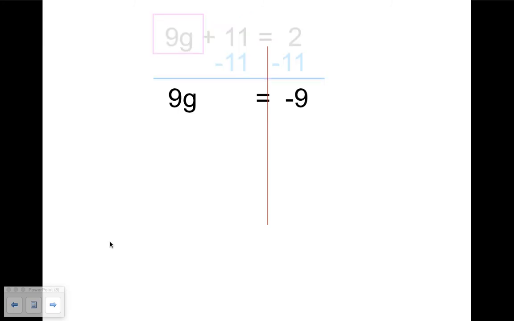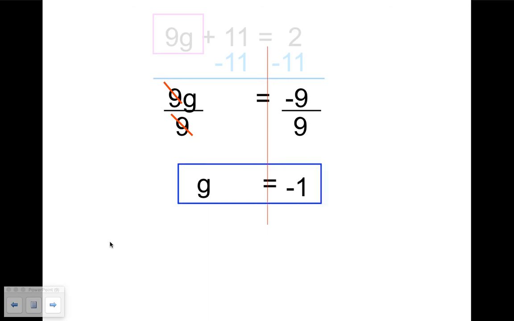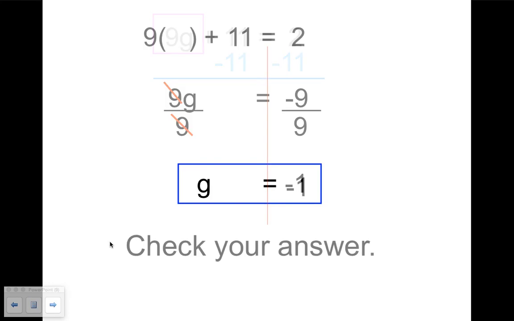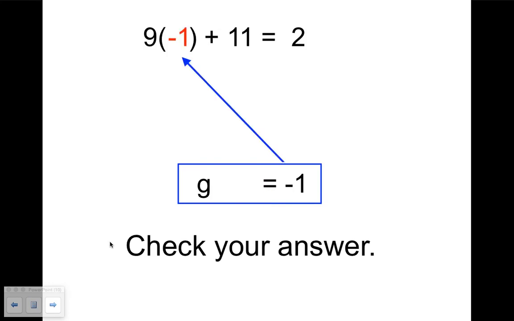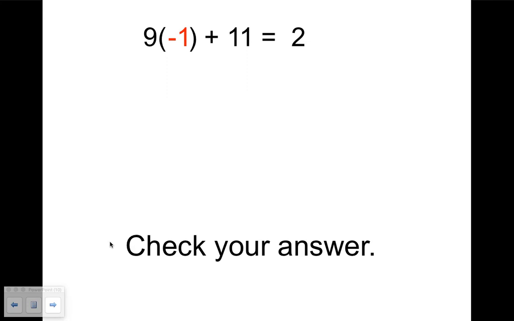Step 2, multiply or divide. We'll divide both sides by 9 to undo multiplication by 9. So 9 divided by 9 equals 1. That's 1g. And negative 9 divided by positive 9 equals negative 1. Therefore, g equals negative 1. Let's check our answer. 9 times negative 1 plus 11. So 9 times negative 1 is negative 9, and negative 9 plus 11 is 2. It checks.